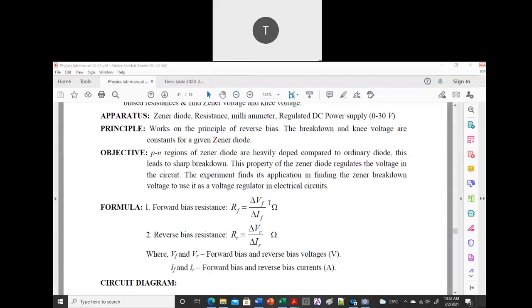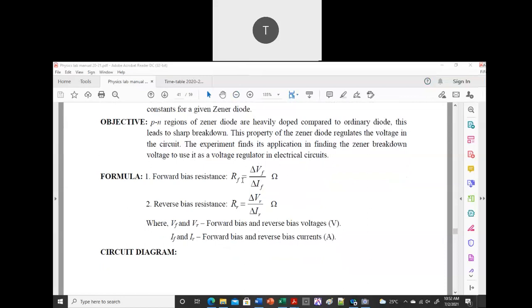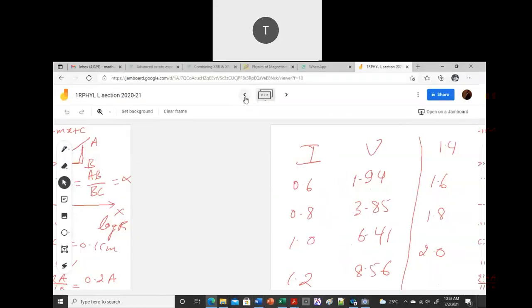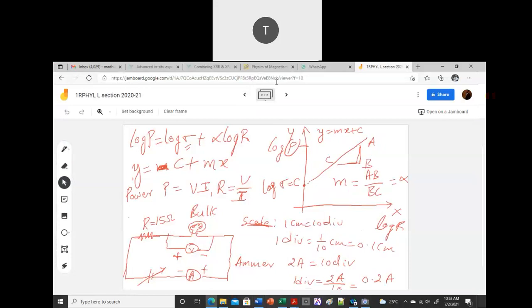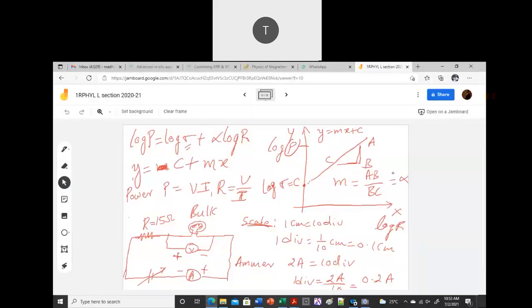So we will study the V and I. As you can see here, the resistance is nothing but V by I. If I come back to your previous experiment, even in case of your Stefan's law, what we took is the data for V and I. So instead of plotting log R and log P, if I plot V and I, I'll put V in this case and I in this case.